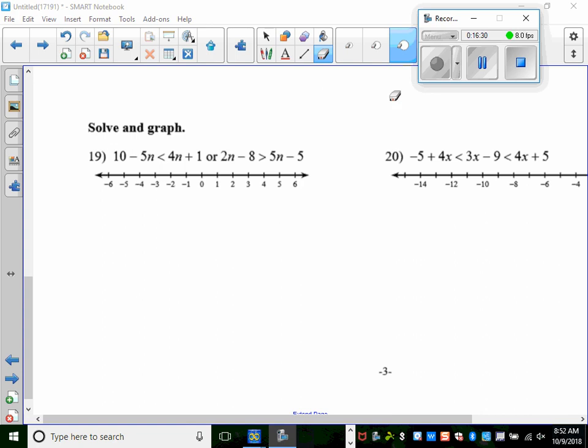All right, so for 19 and 20, this is a compound inequality. So you have an or statement, and this is an and statement. It's and because we don't see the word or. All right, so let's go ahead and work both of these out. I'm going to move this down here.